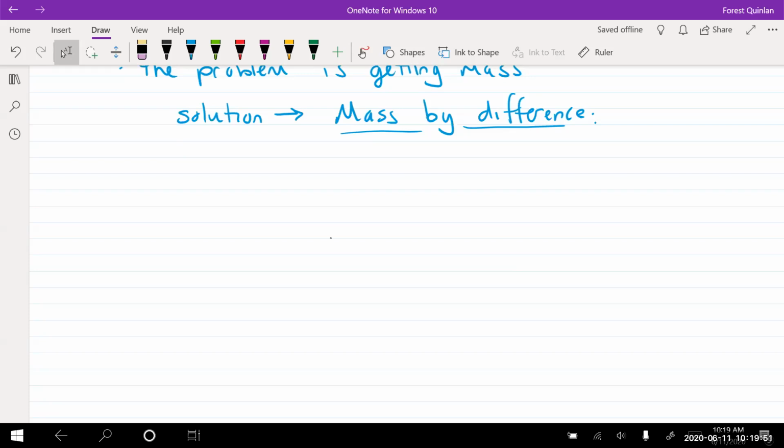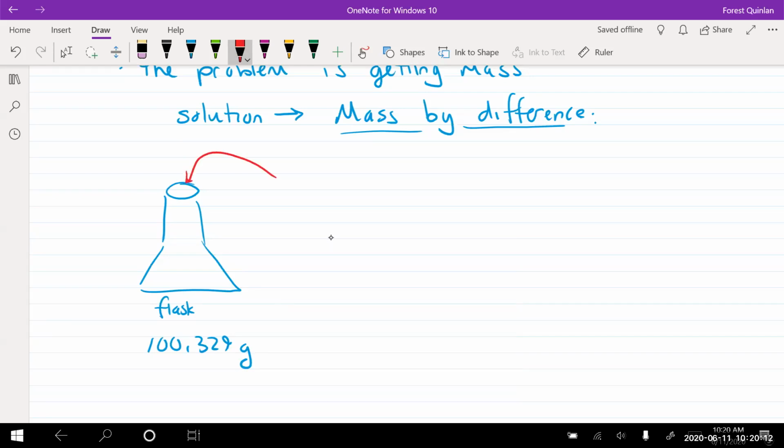So what I mean is that you can take, say, a nice little Erlenmeyer flask here, and you can weigh it. So this is a flask. And let's say that it weighs 100.329 grams. Then what I'm going to do is I'm going to put in 10 mils of water.